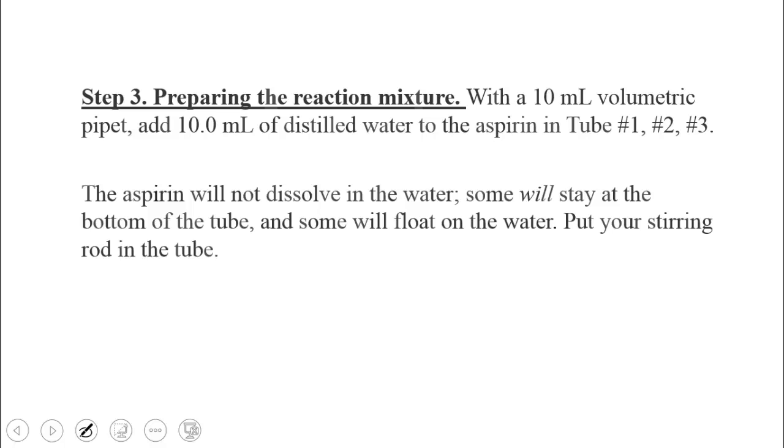Now, as we said, we are going to volumetrically add 10 mils to test tubes 1, 2, and 3. And as we know from last term, aspirin really doesn't like to dissolve in water. And so some of it will float, some of it will stay at the bottom. But we will put our stirring rod into test tube 1, because that is our first reaction rate that we'll be measuring. And we don't want to remove that stir rod until the very end, because we don't want to lose any of the sample. And as we heat the aspirin with the water, we'll see it dissolve.